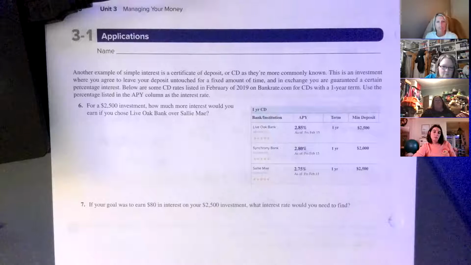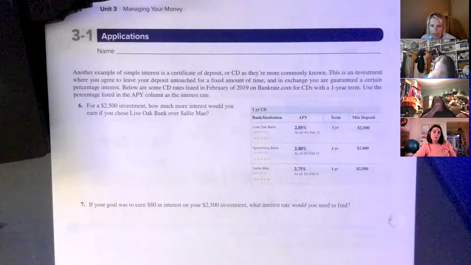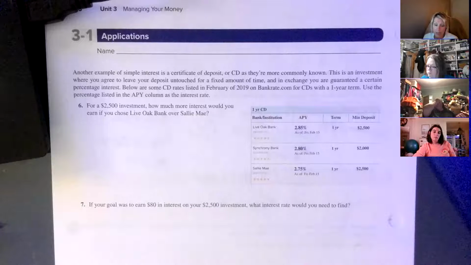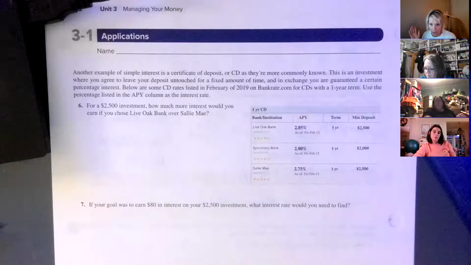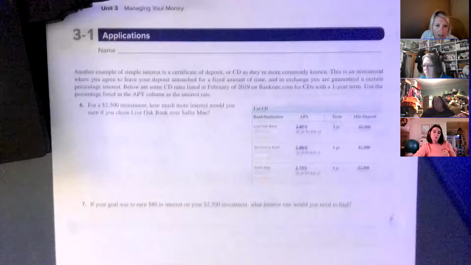Very cool. Well, CDs, you can read in here, are a pretty secure investment, meaning they promise they're going to pay you this interest rate. It doesn't change. They can't back out on it. So it's a great way to use money that you don't need to touch for a particular amount of time. If you get a 5-year or even a 10-year or 20-year CD, they're going to guarantee you a higher interest rate because you can't touch it until that time is up.